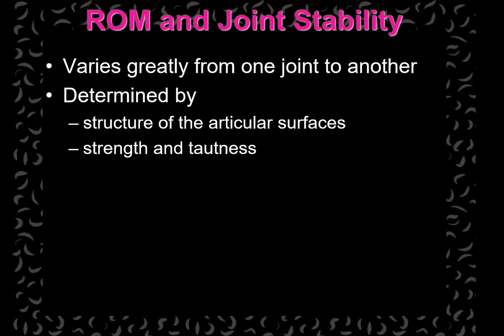Strength and tautness of the muscles and ligaments also matter. The fibrous capsule, how tight and restricted that is. Sometimes when you damage things, more scar tissue gets laid down, and that actually tightens up the amount of movement there. So how tight the ligaments, tendons, and capsule are makes the joint more stable, but it also reduces its range of motion.